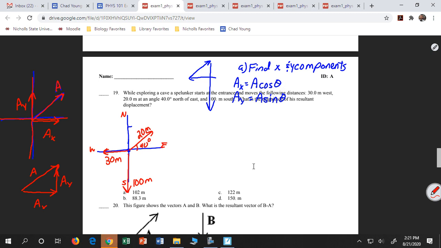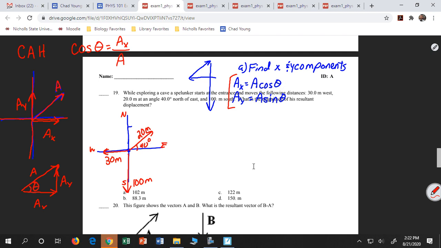So we need to calculate the x and y components. You can probably tell this is a right triangle. So that's my angle theta. And so that's where I get these two equations, that Ax is equal to A cosine theta. That's from SOHCAHTOA, right? CAH: cosine of theta is equal to adjacent, that would be Ax, over hypotenuse, that would be A. And so that's where that equation comes from, to find the x component of my vector A.